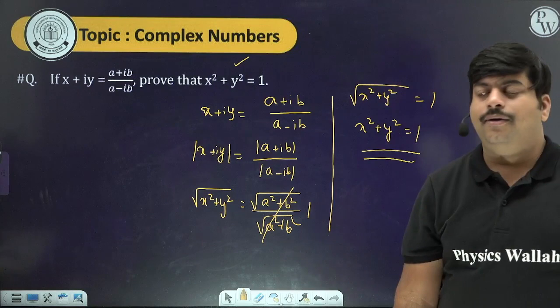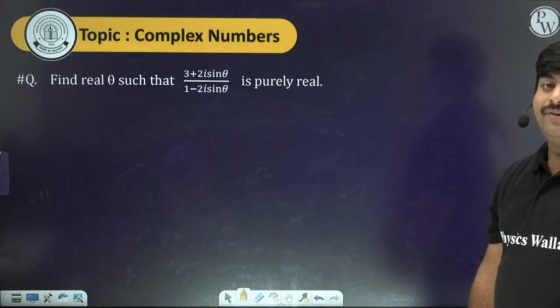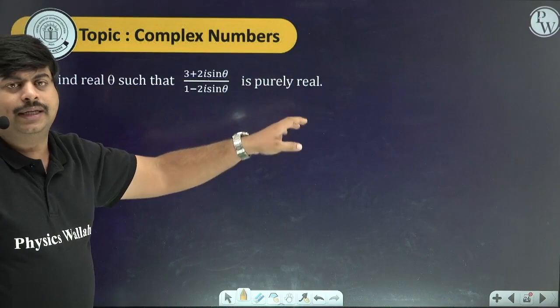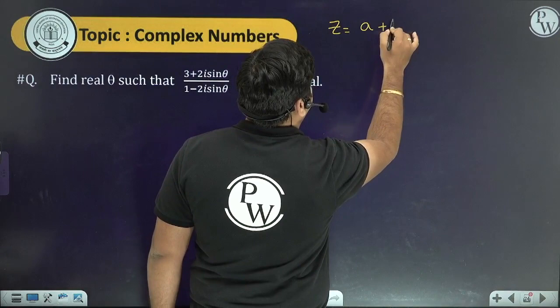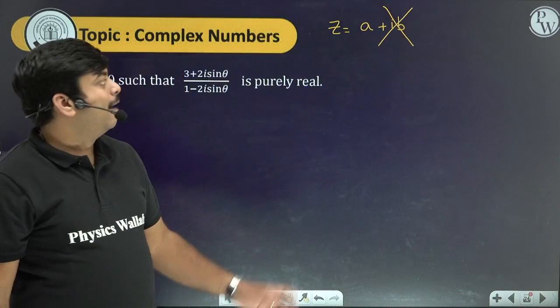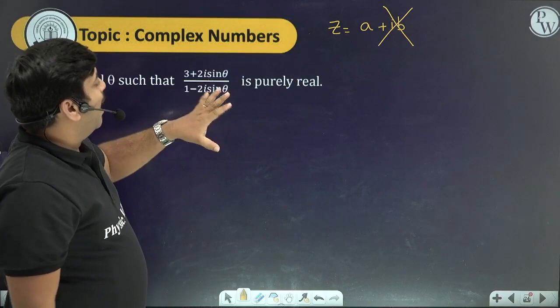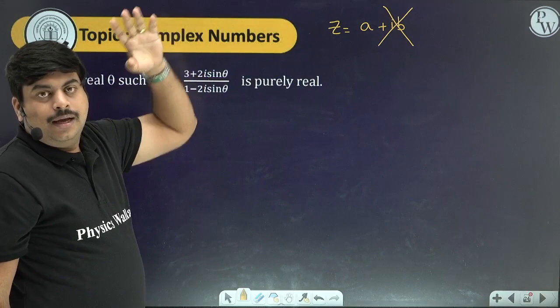All right, so what is the next one? So this is a very typical question, very good question, I can say. So what was given here? We need to find the value of theta such that this is purely real. What do you mean by purely real? Purely real means if we have the term as a plus ib, I should have only the real term, the ib term should become zero. Understand everyone? That means I will try to bring this into the standard format and make that b to be zero.